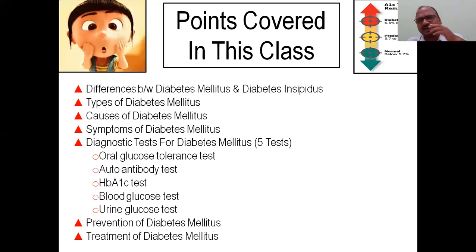We know only the blood sugar test, fasting and post-meal, only those two. But the remaining ones are very, very important. The A1C test is highlighted. We will see what the HbA1c test is, the urine glucose test, and the autoantibody test. Prevention of diabetes mellitus and treatment of diabetes mellitus we will also cover, everything sweet and short.